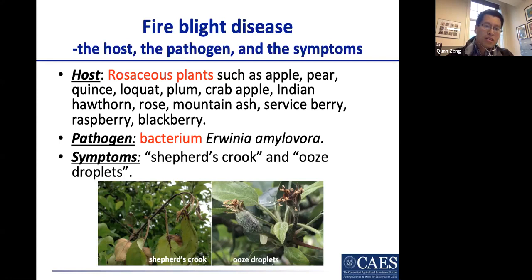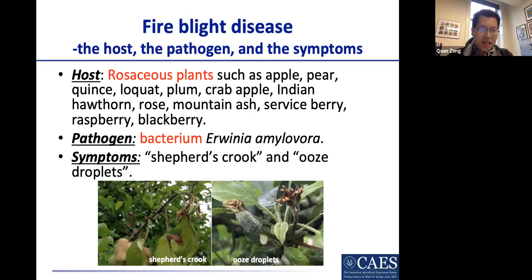So first, I would like to give a brief introduction of fire blight for some of the folks that are not familiar with this disease. Fire blight is a disease occurring on rosaceous plants. In addition to our most familiar hosts such as apple and pear, it also can occur on many other wild hosts and also landscape plants such as quince, loquat, plum, crabapple, Indian hawthorn, rose, mountain ash, serviceberry, and some small fruits such as raspberry and blackberry. The causal agent of this disease is the bacterial pathogen Erwinia amylivora. The infected tissues often appear blackened or browning, which quickly wilt, shrivel, and dry. Two characteristic symptoms that are often used for diagnosis are shepherd's crook and ooze droplets.